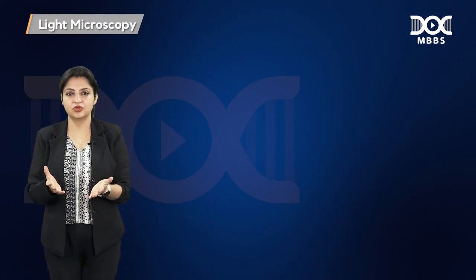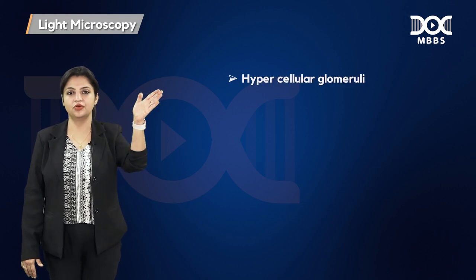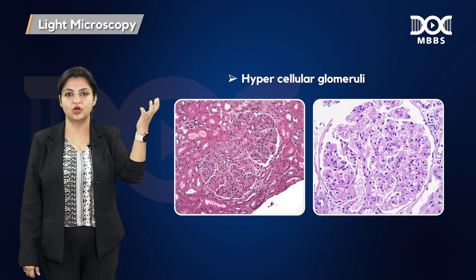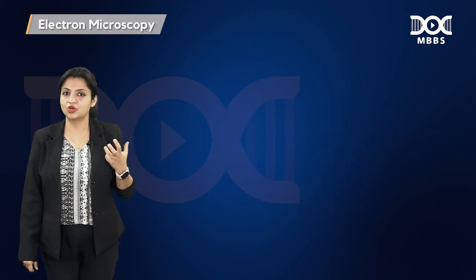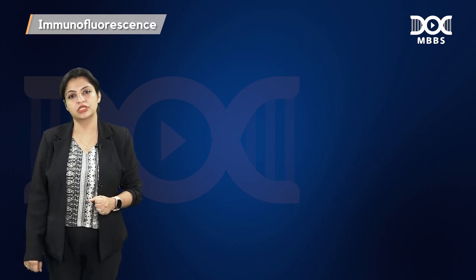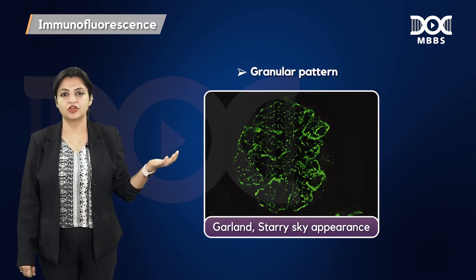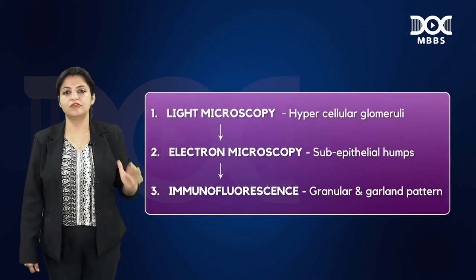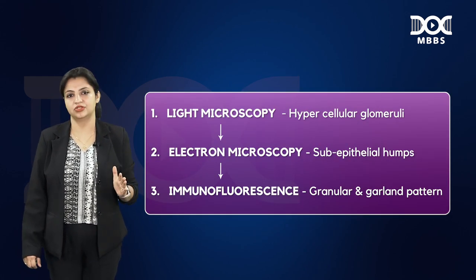Again, on the light microscopy, all of you remember it's a hypercellular glomeruli with lots of cellularity, and capillary spaces cannot be seen. On electron microscopy, there are subepithelial humps, and on immunofluorescence, you have seen a granular pattern with garland pattern. So these three features should be very clear in making a diagnosis of PSGN.